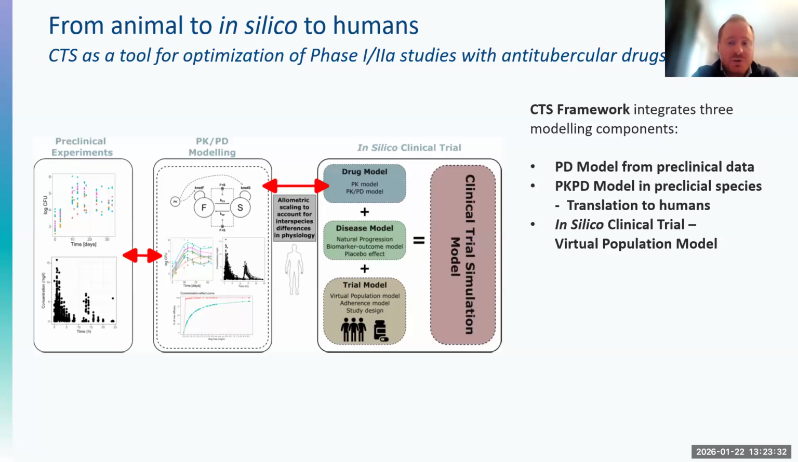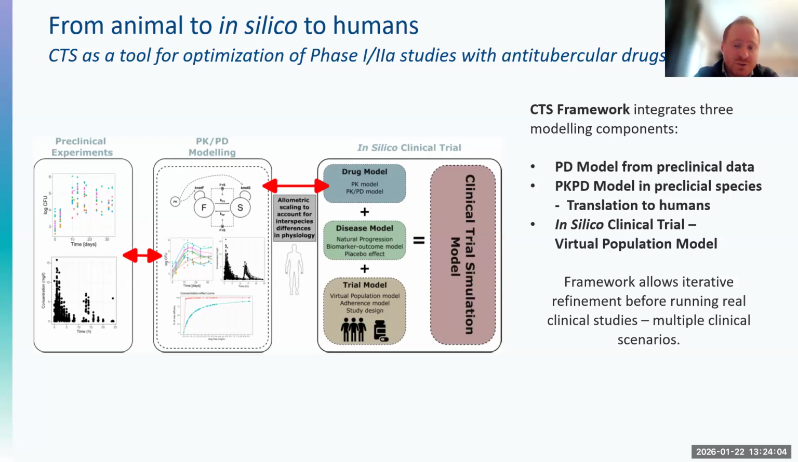The clinical trial simulation framework we are proposing basically integrates 3 modeling components. The first component is the pharmacodynamic model from preclinical datasets. The second one is the development of the PK/PD model in preclinical species and its translation to humans, while the third component regards the in-silico clinical trial with a virtual population model, as we will see later on. It is really important that this framework allows iterative refinement before running actual clinical studies. Hence, as Alessandro told us, we can run through this framework multiple what-if clinical scenarios.